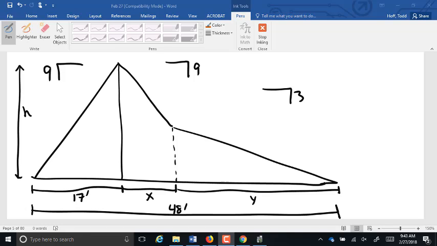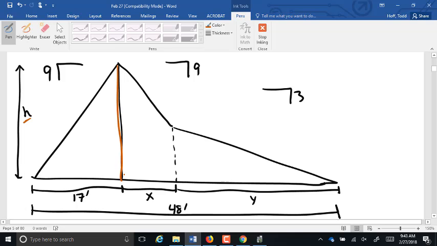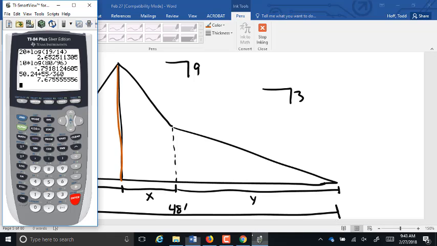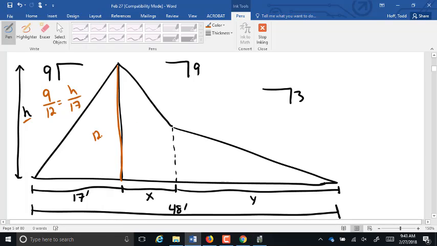First thing I would do is find what h is here. Of course, h is going to be just this height. How do we find it? 9 over 12 equals h over 17. Good. So 9 times 17 divided by 12 is 12.75. So that's 12.75 feet high.